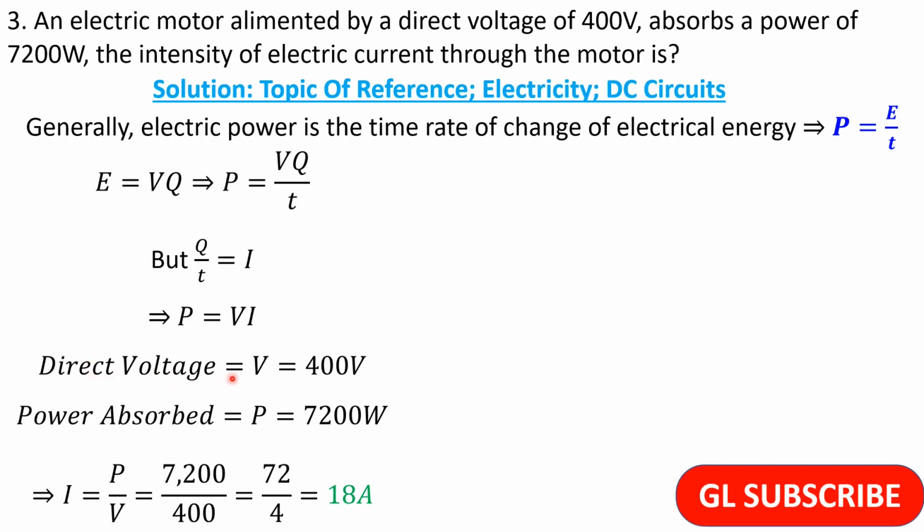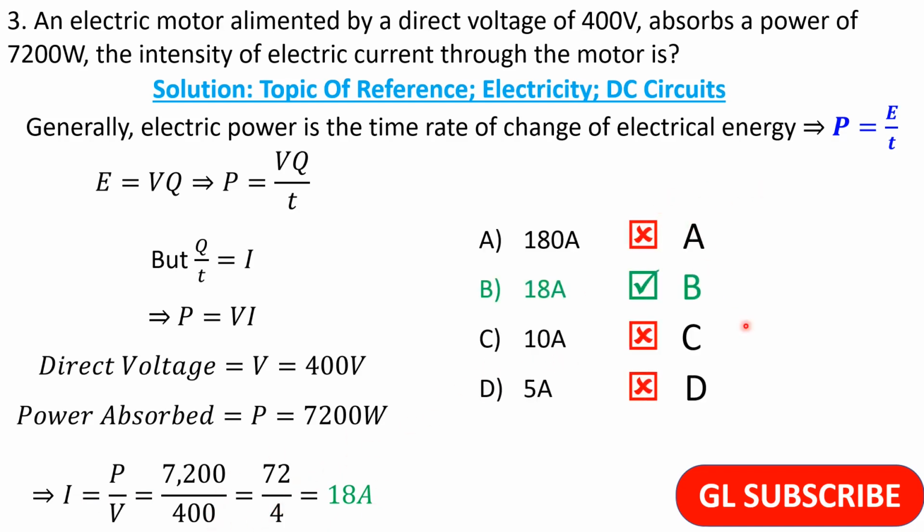We're given the direct voltage as 400 volt and the power absorbed as 7,200 watt. If we make I the subject of the formula, we obtain I equal to P on V, and hence I becomes 18 amperes. So we can conclude that option B is the correct option.